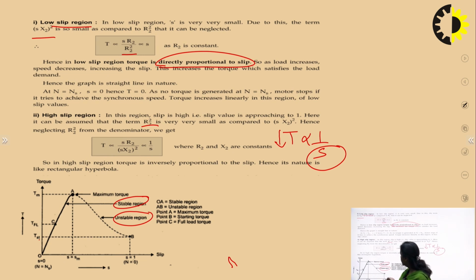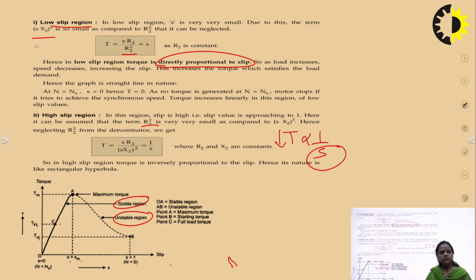This is the starting torque here, because when the motor starts, S is equal to 1, and here this is the maximum torque where S is equal to Sm, and this is the full load torque, which is always less than the maximum torque. So, you have to explain why the high slip region is called the unstable region. You are supposed to explain why the low slip region is called the stable region, what the relation between torque and slip is in the low slip region, and what the relation between torque and slip is in the high slip region, right? So, all these things you have to explain in this question.